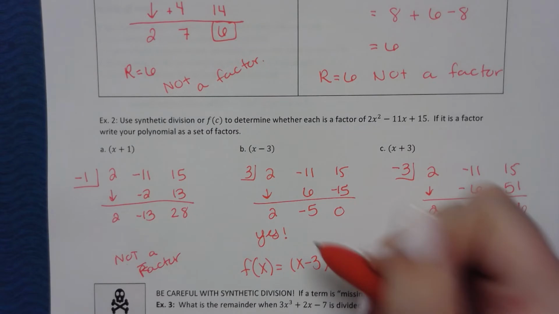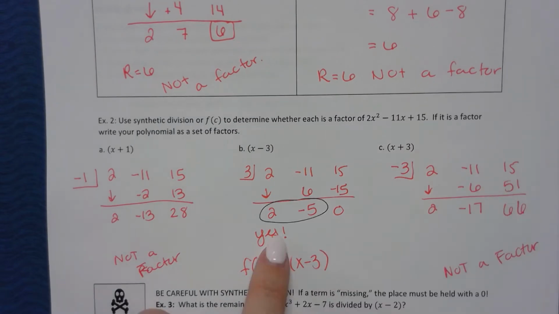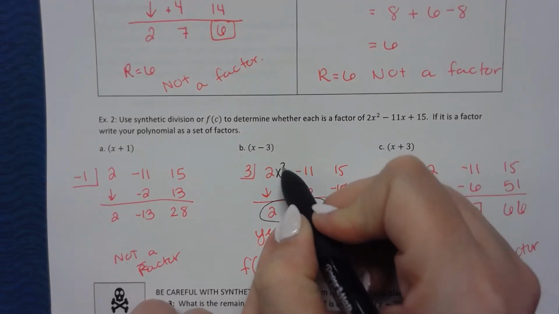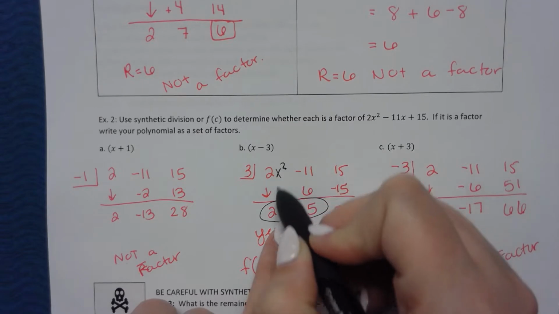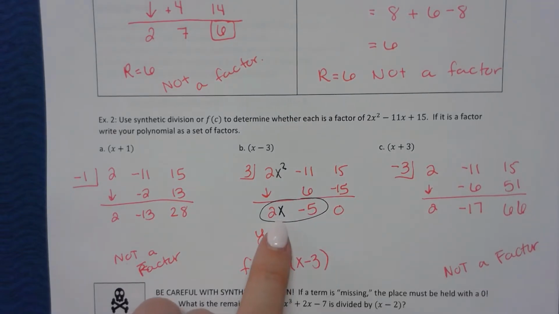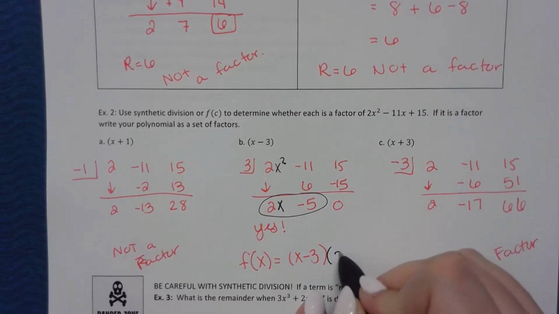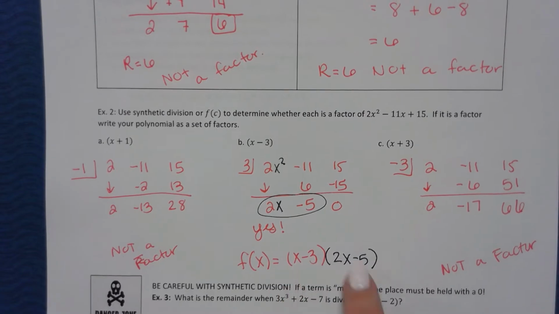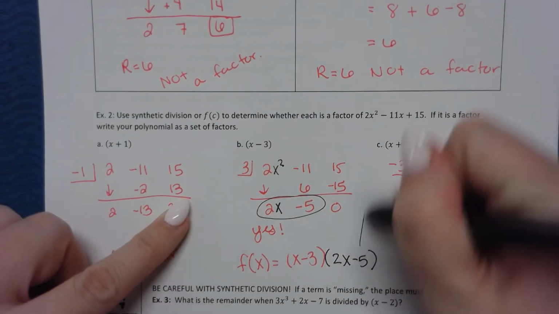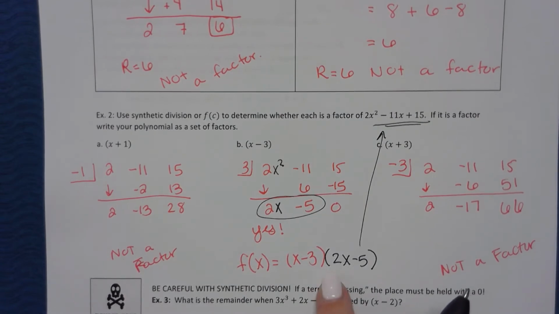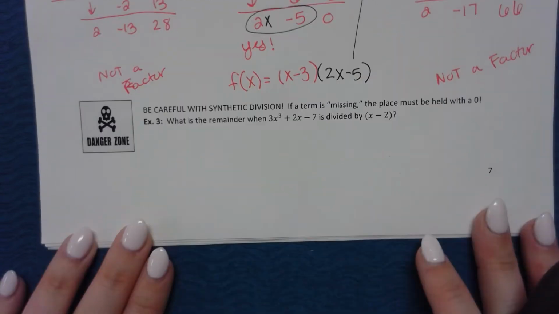The other factor comes from this, the 2x and the minus 5. So if this function was an x squared, when we divide, it goes down an exponent, so this becomes x. So our other factor is 2x minus 5. Now, if I were to distribute this out, I would get this as an answer. Now, just be careful.